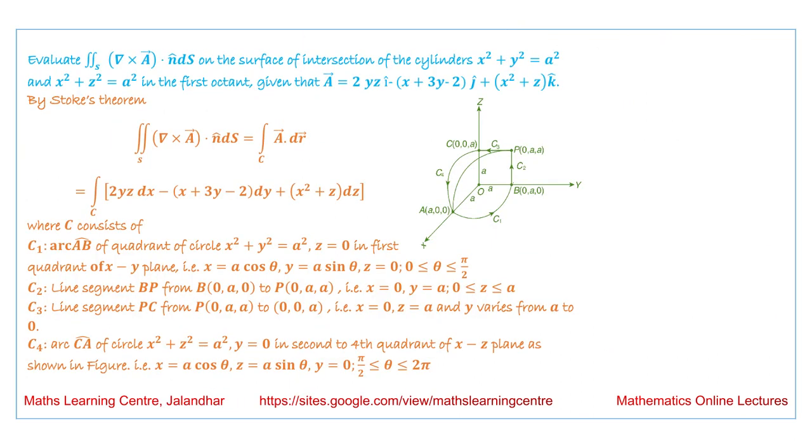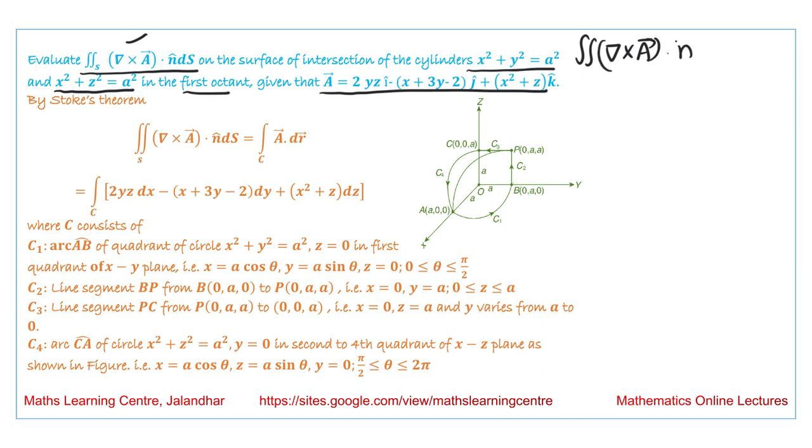Next we have to evaluate this integral on the surface of intersection of the cylinders x square plus y square is equal to a square and x square plus z square is equal to a square in the first octant, and it is given that the value of a is this. We are given the double integration of del cross a vector dot n cap dS over this surface. By Stokes theorem we can write this as equal to integral over C of a vector dot dr vector.